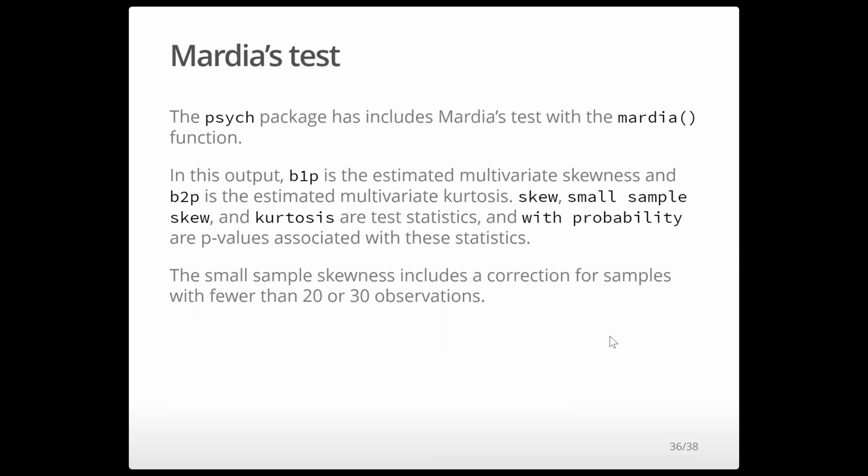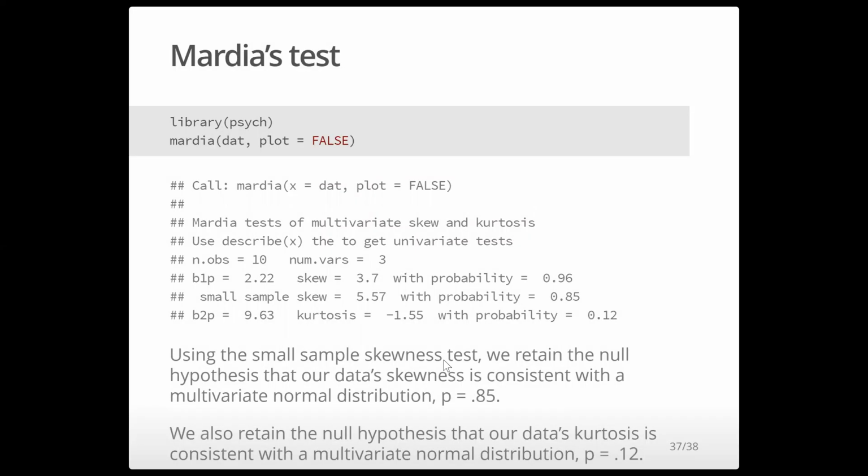So there's a mardia function in the psych package. It's kind of a complicated output. b1p is the estimated skewness. b2p is the estimated kurtosis. Skew, small sample skew, and kurtosis are test statistics. And then the ones with probability are p-values. And the small sample skewness includes a correction that helps test the skewness when the sample size is small. And so we run it here.